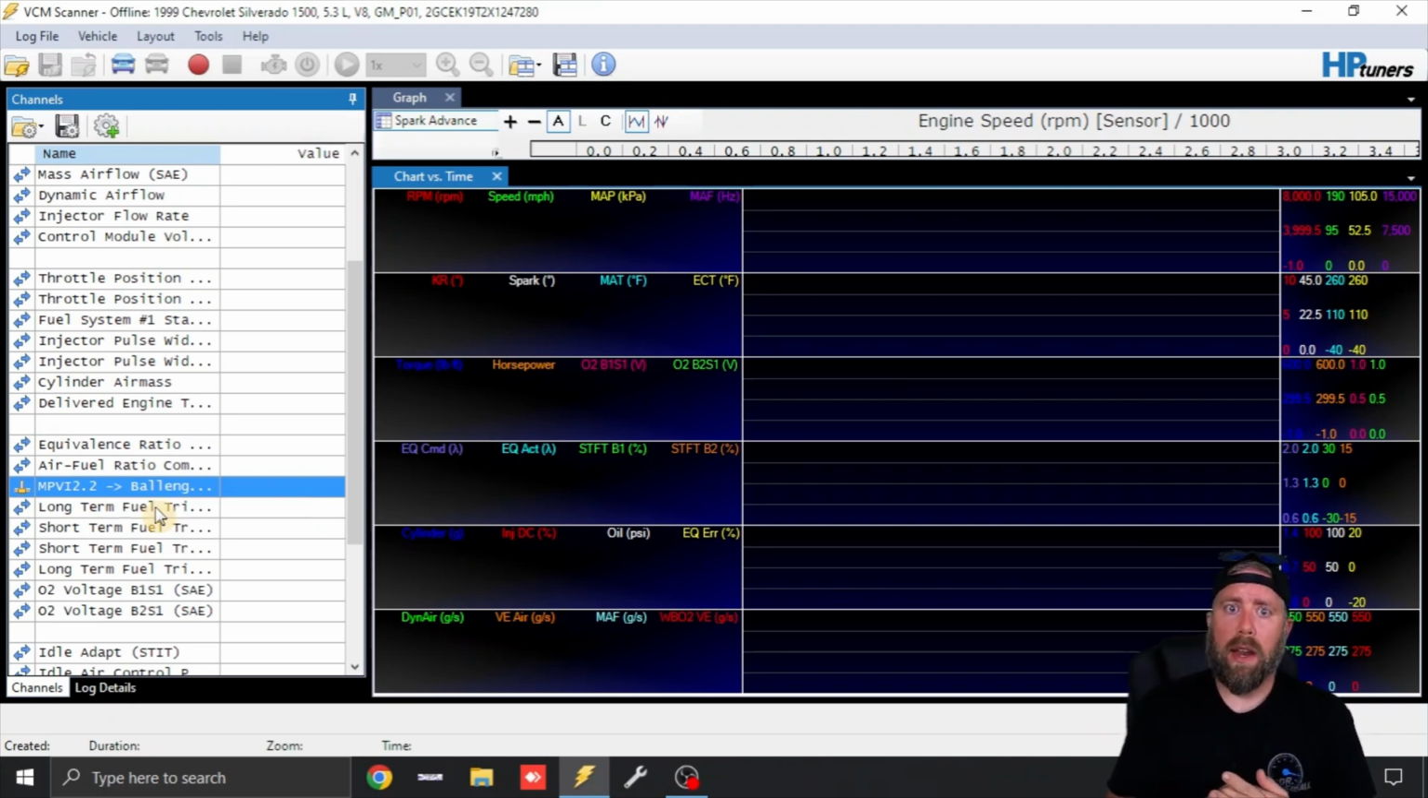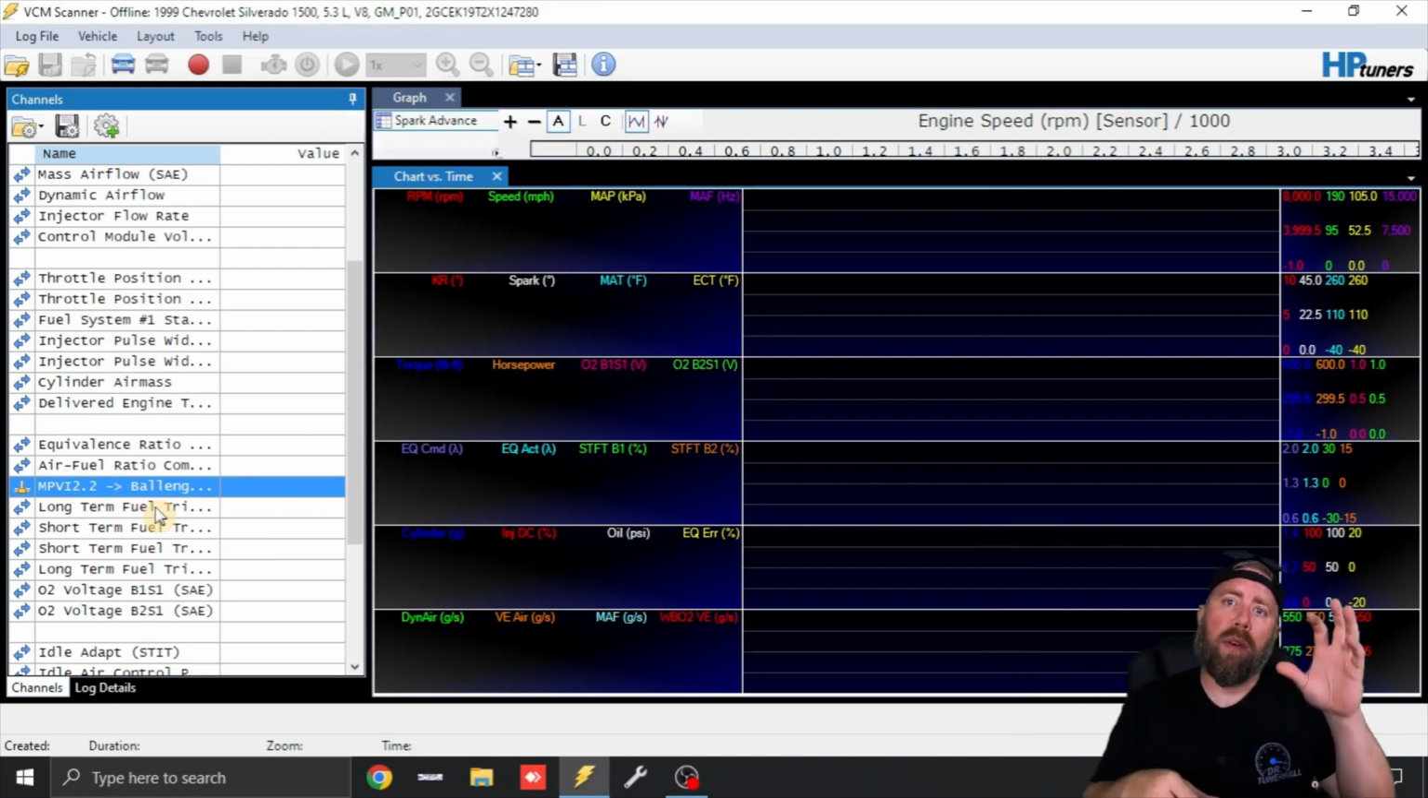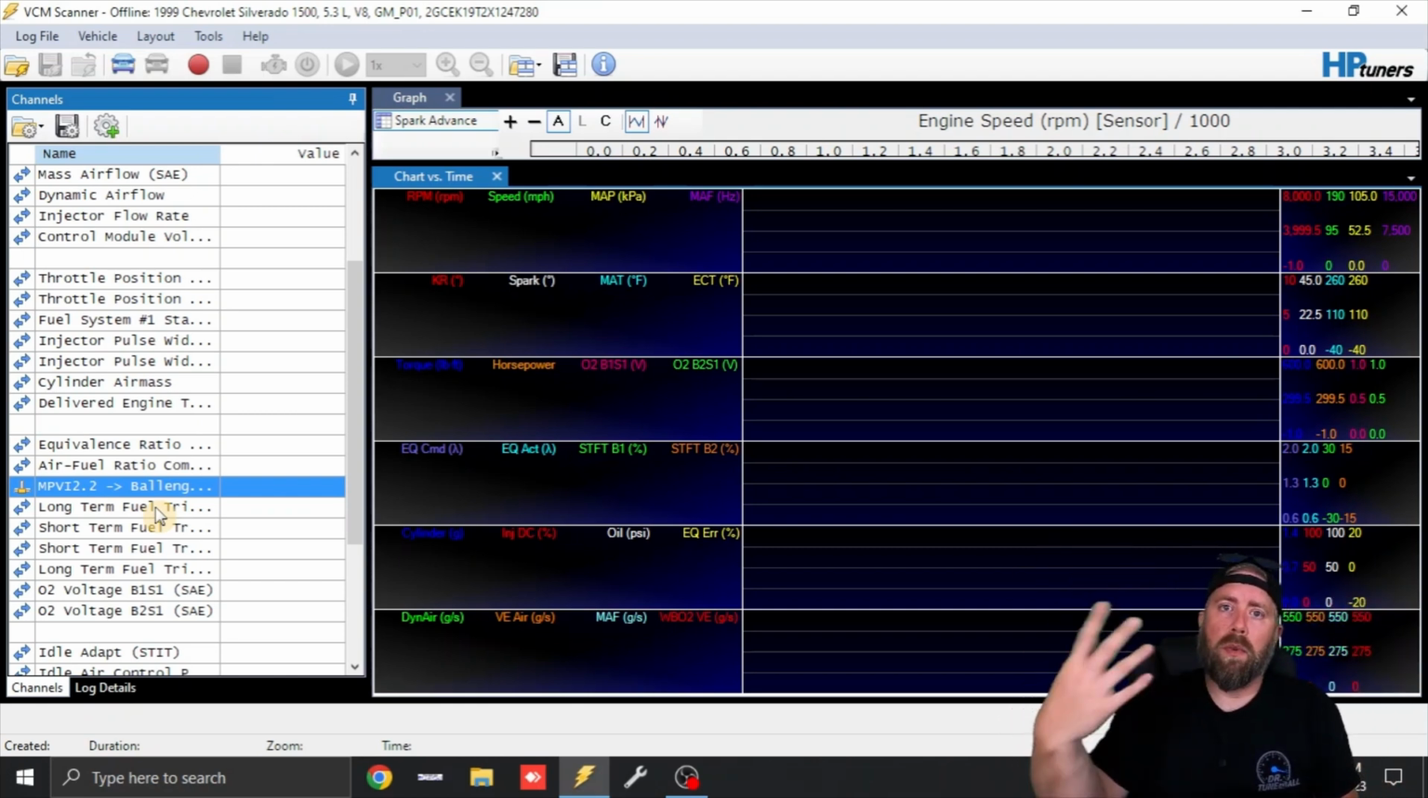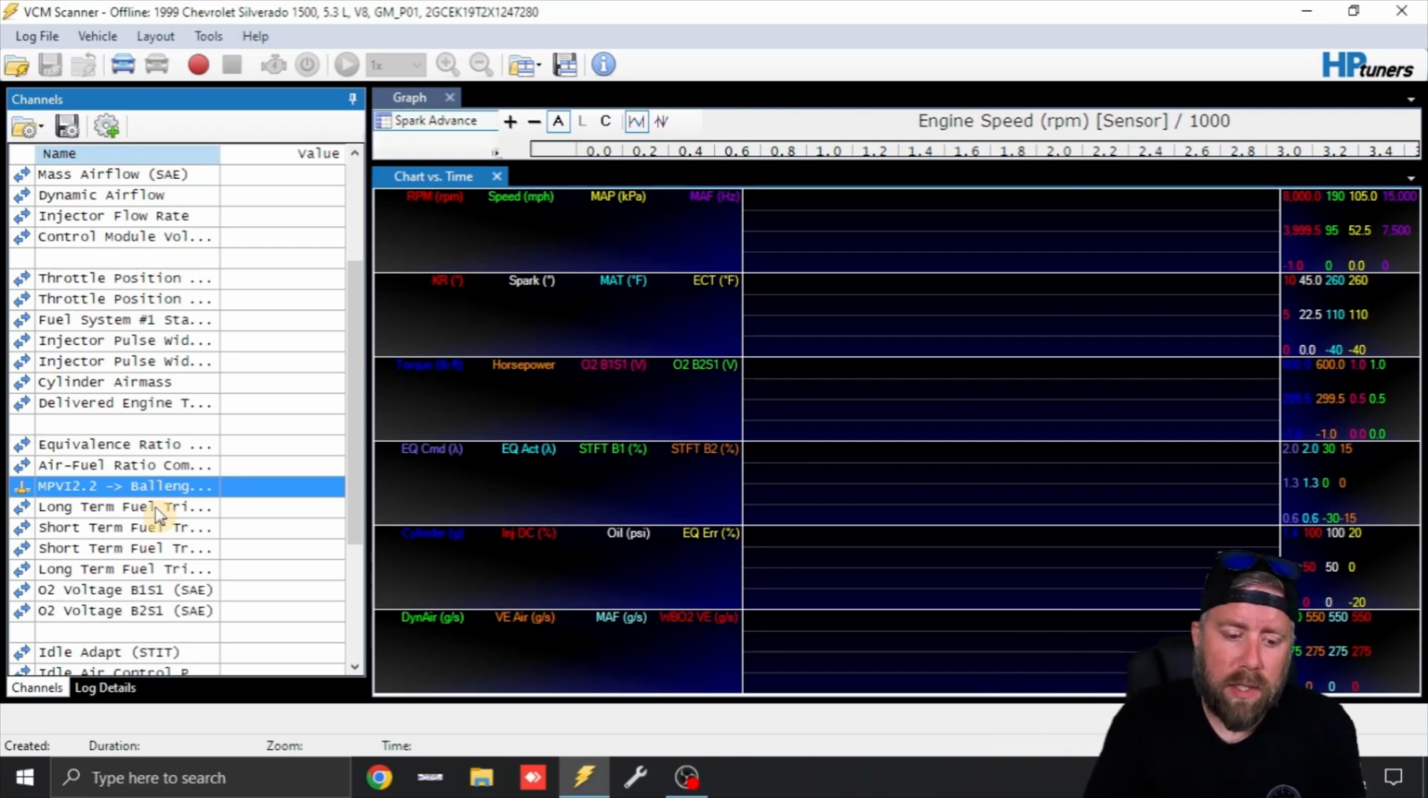Keep in mind that air fuel ratio sensor and equivalence sensor are two different things. They still technically function the same, but equivalence ratio sensor is going to be your lambda sensor. Air fuel ratio sensor is going to be the one that actually inputs it on like a 14.7 scale.